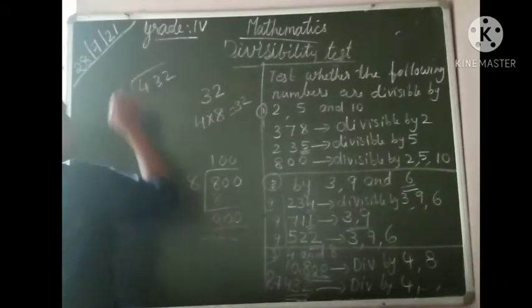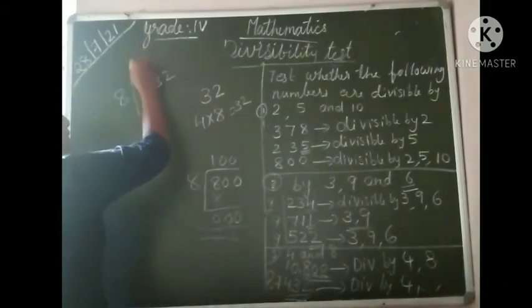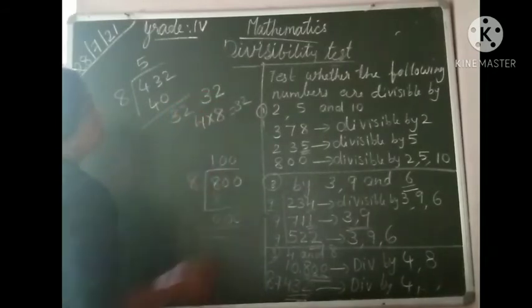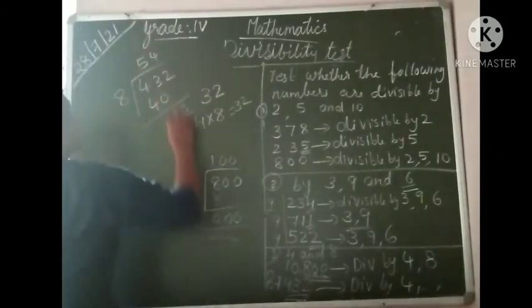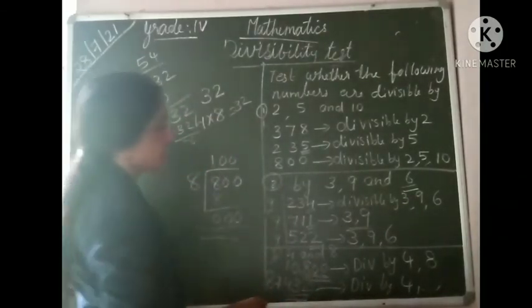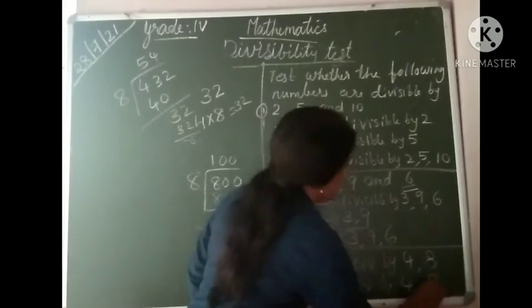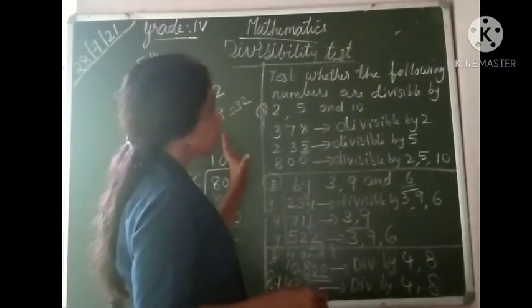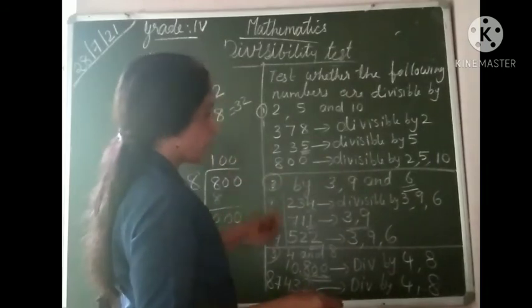432, 8 how many times? 8 5s are 40, then 32. 8 how many times? 8 4s are 32. Therefore, by checking 432 only, we can say this number is divisible by 8. Understood? Now, this is the method: 2, 5, 10 by ones place.